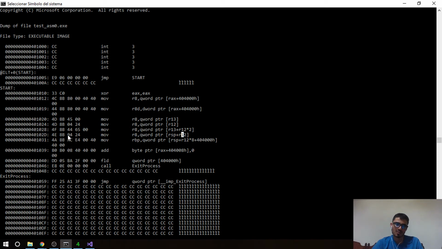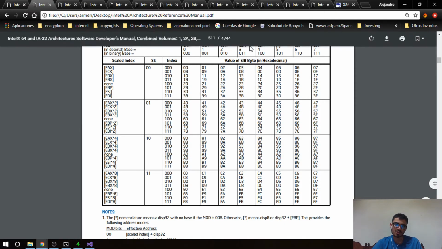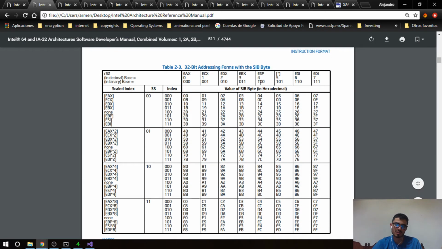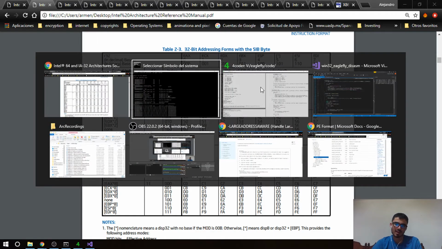And now we go to ModR/M. It tells me it goes on 04. It's just telling me, hey, we have an SIB there with no displacement at all. Then we go to 24, and 24 tells me that we have R12 and RSP as the base. Now, what about if I say this?